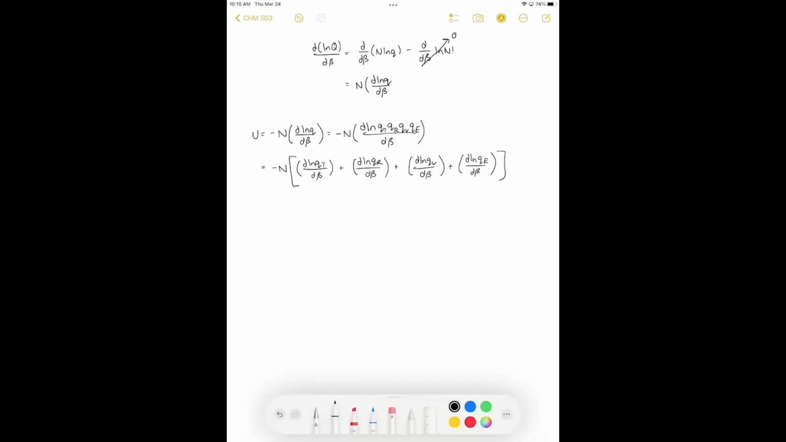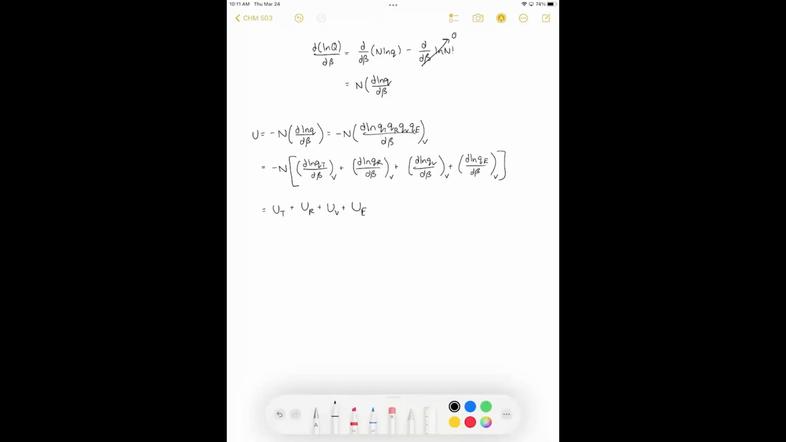And all of these are at constant volume scenarios. That's our definition of our canonical ensemble. And we can look at this and say, well, if I'm taking the derivative of the natural log of the translational partition function with respect to beta times negative N, that's simply the translational internal energy, and then we can have the rotational, the vibrational, and the electronic.